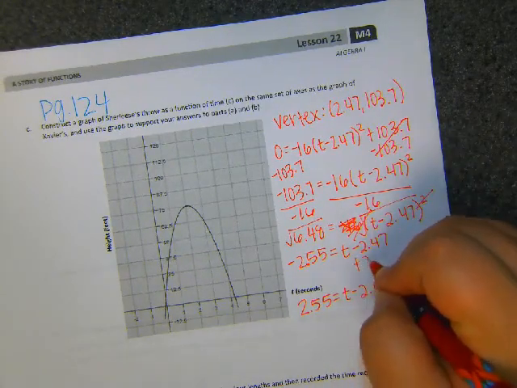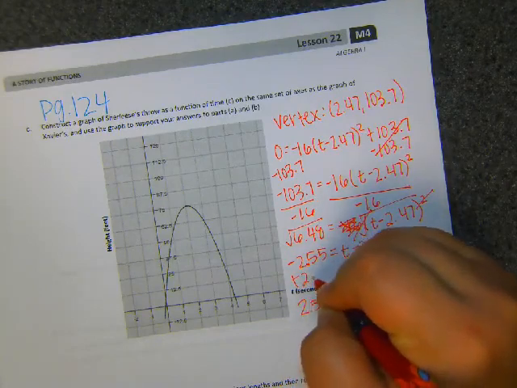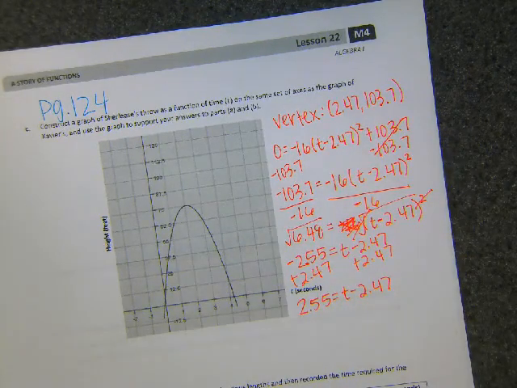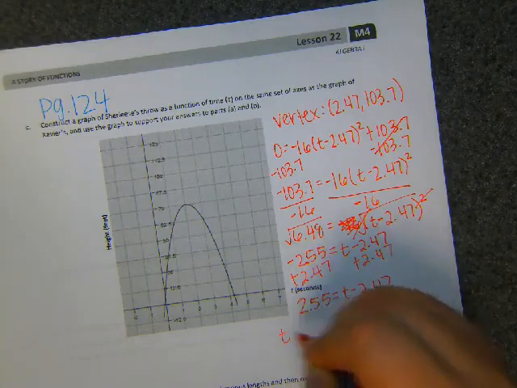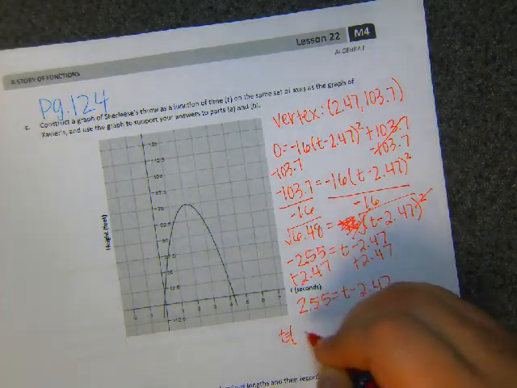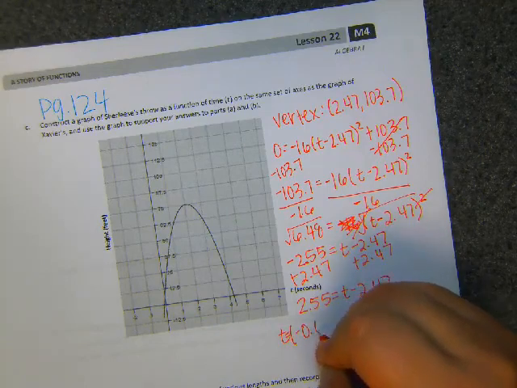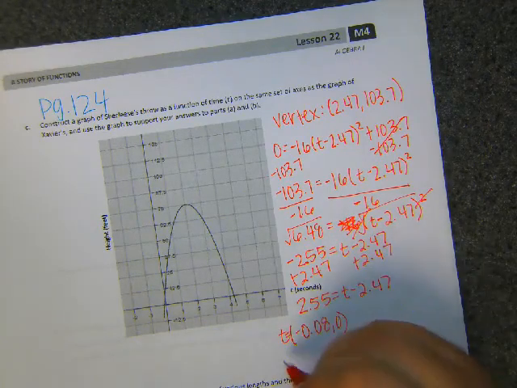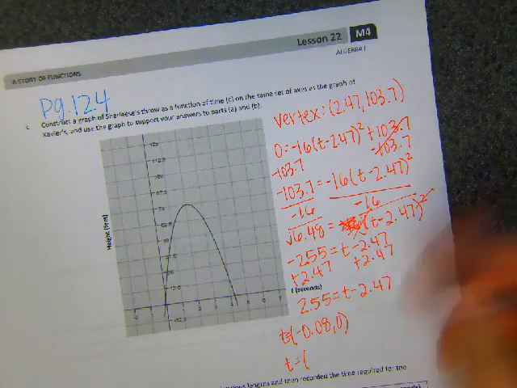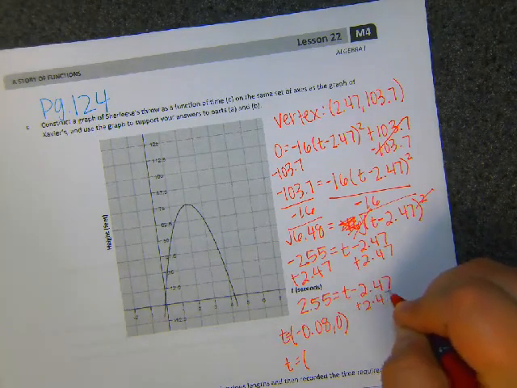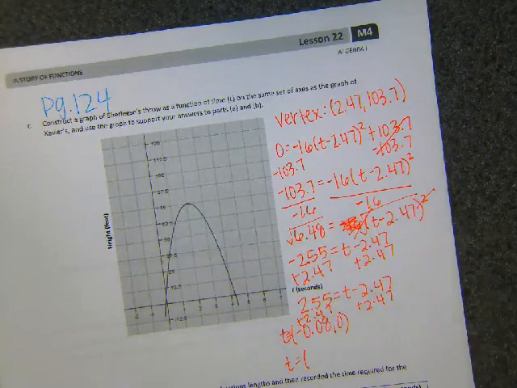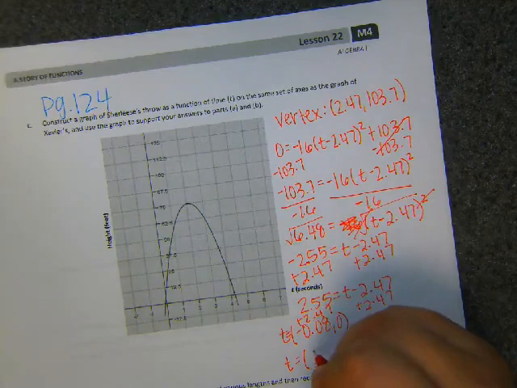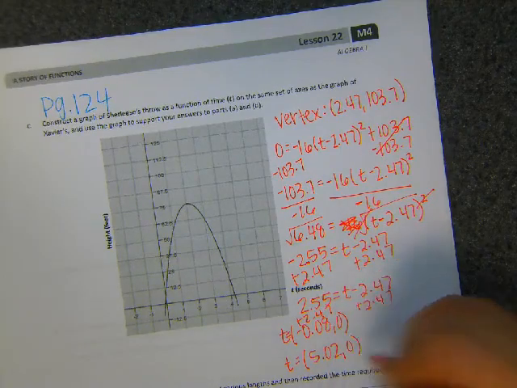Okay, so we're going to add 2.47. Negative 2.55 plus 2.47 comes out to negative 0.08. So our first x-intercept is negative 0.08. And then our second one is when we add 2.47: 2.55 plus 2.47 comes out to 5.02. So 5.02 is our second x-intercept.